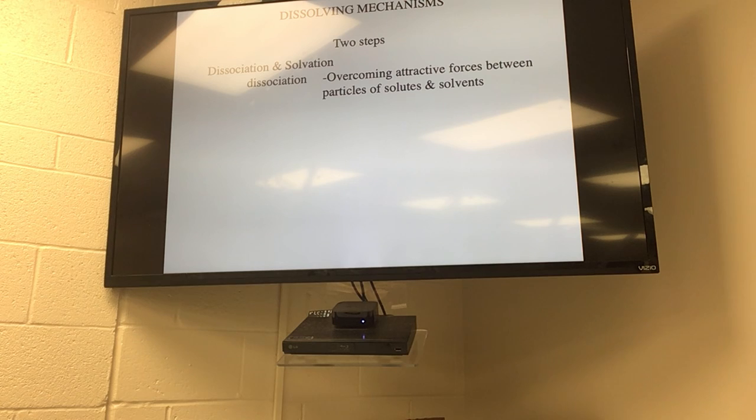That's what the first step is. We have to break it down into its smaller pieces. We have to pull it apart, sort of like ants on a dead cockroach. The ants come in and start pulling the dead cockroach apart. They take this piece, this piece, this piece, and so on. So we're dissociating, or disassembling, the particle: overcoming the attractive forces between the particles of the solute. It's called a process of separation, and it absorbs heat.